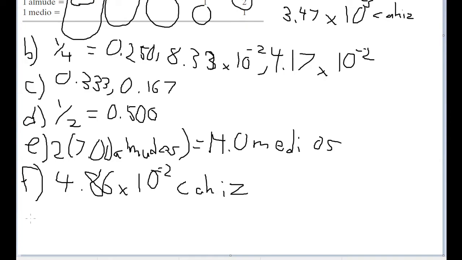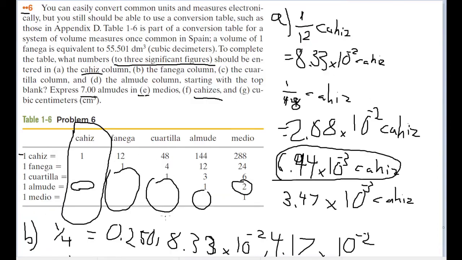Woohoo, covered the little dot there. And for the final part, which is probably the hardest part in the question, is part G. Because now we're converting from 7 almudes to cubic centimeters, which is something we're not given a conversion for on the table. We have to base that off of what we already know about the units.